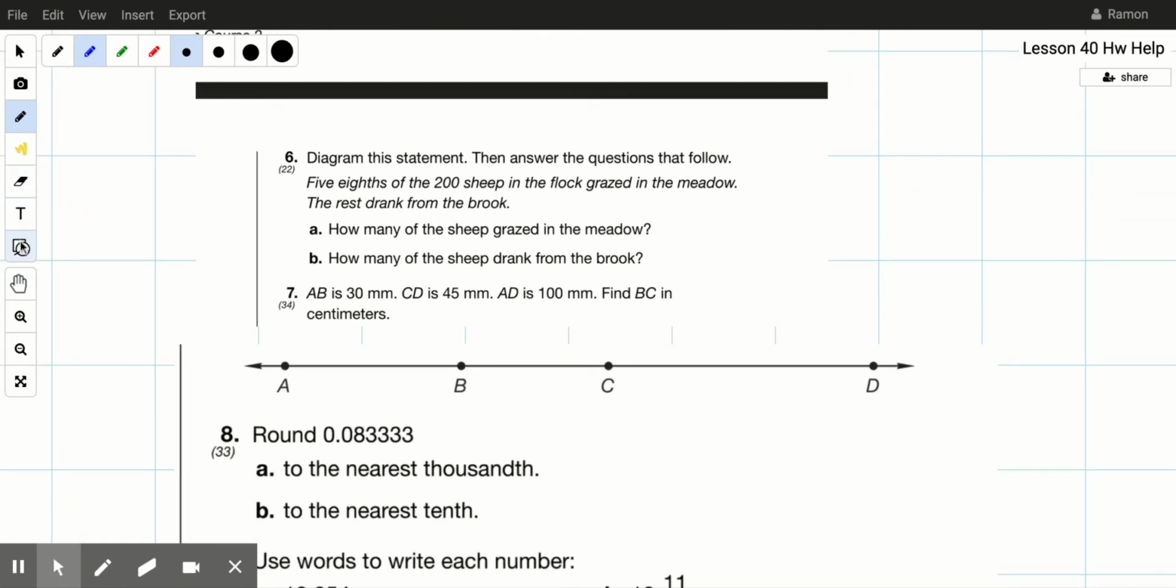6a, we're going to diagram the statement. So we're going to make a little box. Then we answer the questions. 5/8 of the 200 sheep in the flock graze the meadow. The rest of them drink from the brook.